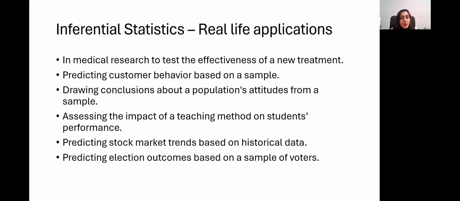Inferential statistics has a lot of applications, such as in medical research to test the effectiveness of a new treatment, and in predicting customer behavior based on a sample. Of course, you cannot possibly cover all of the customers, but you can take a sample out of that population and observe their behavior, which later can be generalized. Other applications include drawing conclusions about a population's attitude from a sample, assessing the impact of a teaching method on students' performance, predicting stock market trends based on historical data, predicting election outcomes based on a sample of voters, and many other similar applications.